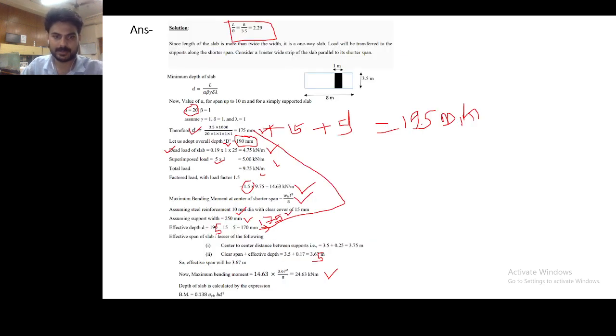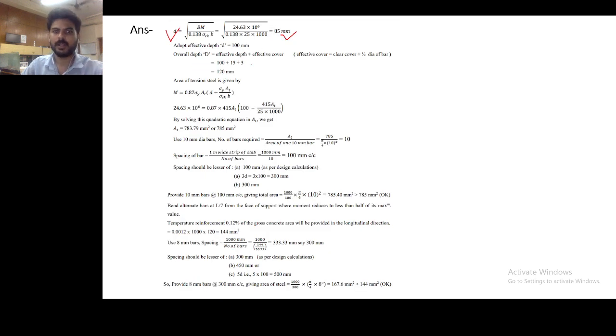We adopted D as 175. 175 we have adopted here, and the required is only 85. So our design is good, but our design is very highly conservative, and it might not be economical. So in this question they have adopted D as 100 because calculated is 85. Let's say a little bit more, so it's 100.